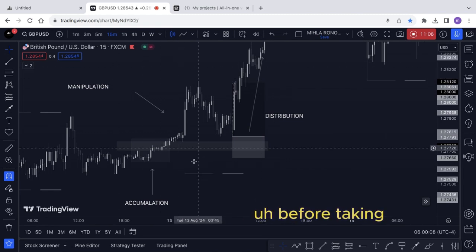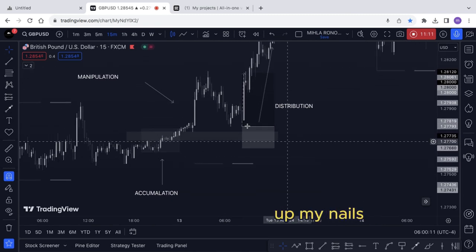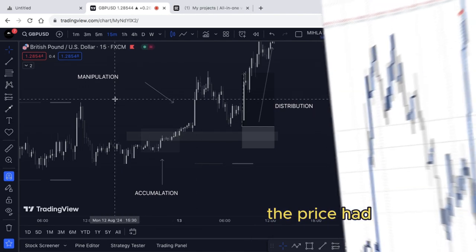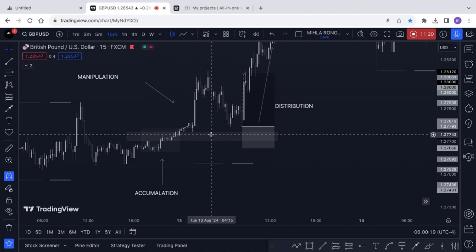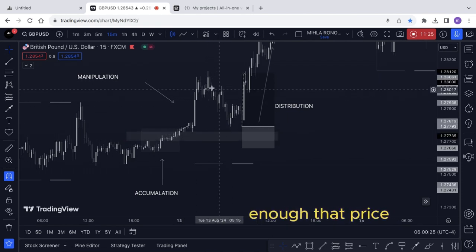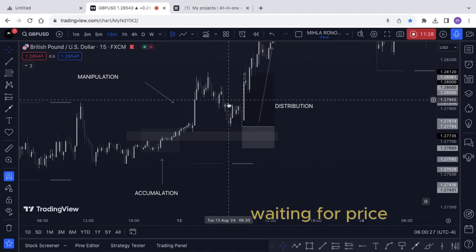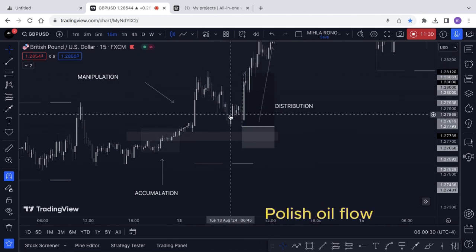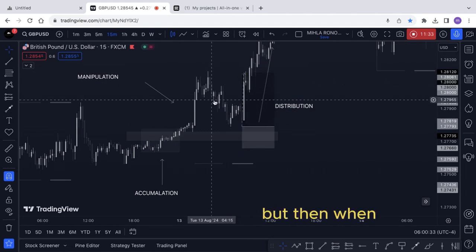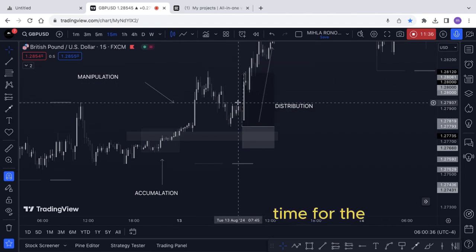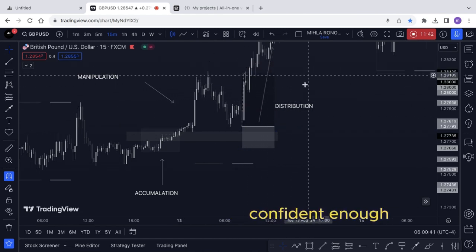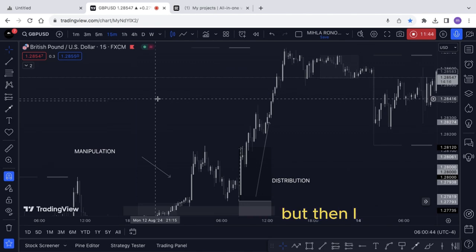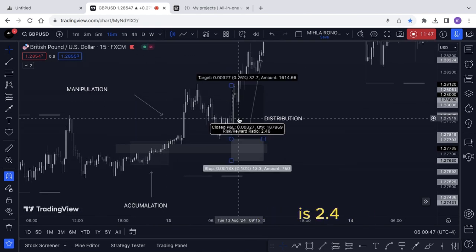But I was in because I was expecting that bullish move. What was going through my mind before taking this trade: I had marked up my analysis in the morning. I realized that price had taken this high and left this fair value gap on the 15-minute, and this one on the hourly and the 4-hour. When price came back down, I was confident enough that price was going to push higher. I was just waiting for price to print some bullish order flow here. But then it was already time for the news, and I just went ahead and took the trade because I was confident, and I had this liquidity as my target. I closed the trade at the 2.4.